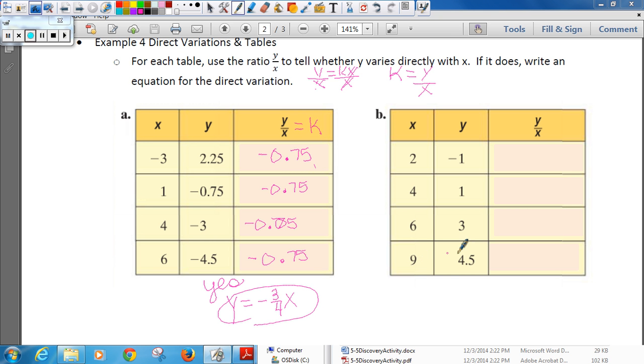B then is going to be doing the same thing. We do y divided by x, which will give us our constant of variation. On this first one, y over x is negative 1 over 2. On the second one, it's 1 over 4. Automatically, I can see that these are not the same. So as soon as I get some that are not the same, I can go ahead and stop and just put, no, this does not vary directly.